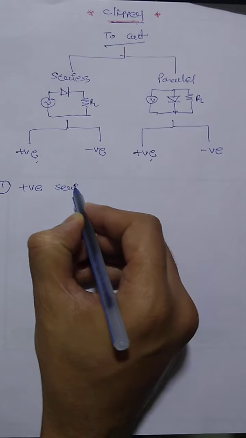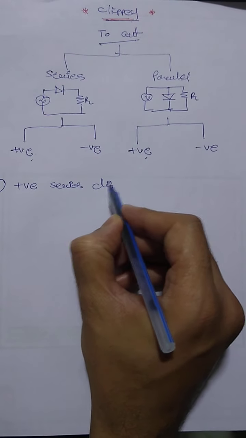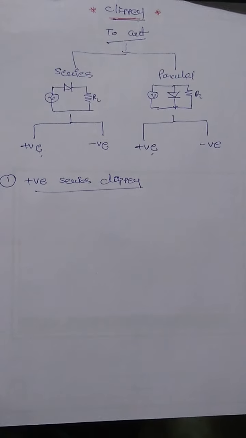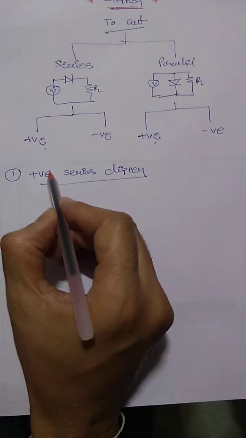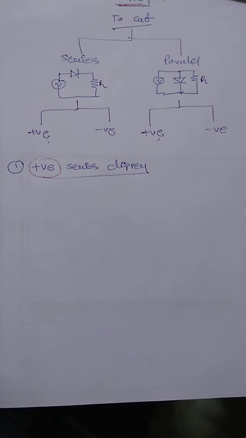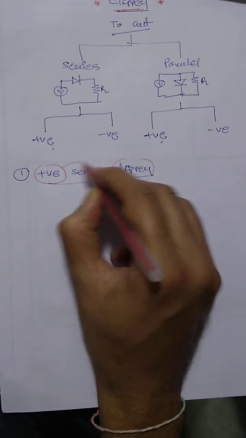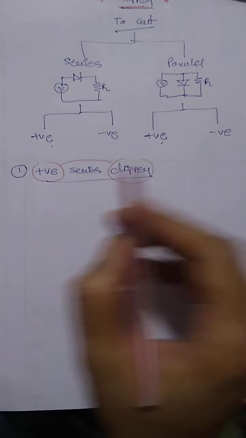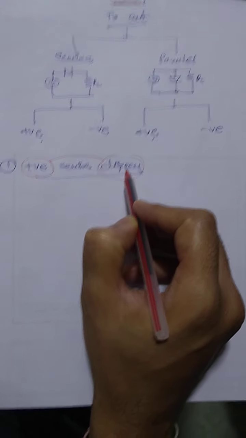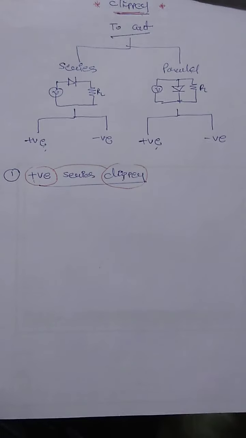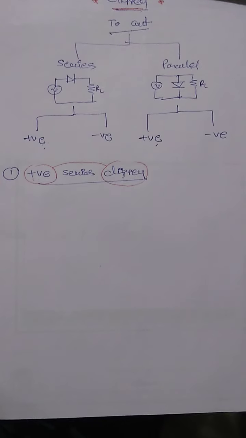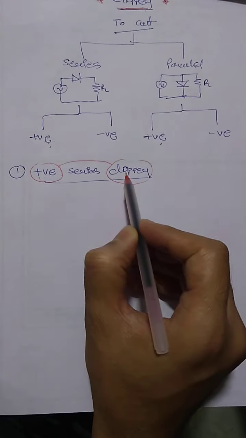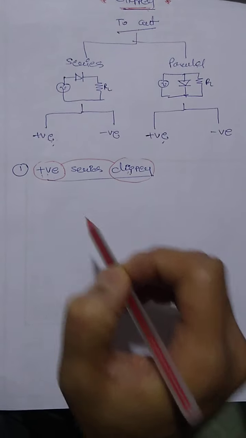positive series Clipper. So according to this definition, first you need to consider the word positive and the last word is Clipper. So first of all, positive Clipper. Clipper means to cut. So positive cut. So in your input waveform, there are two half cycles, positive half cycle and negative half cycle. So the title defines the positive cut, means only the negative part will be available at your output.